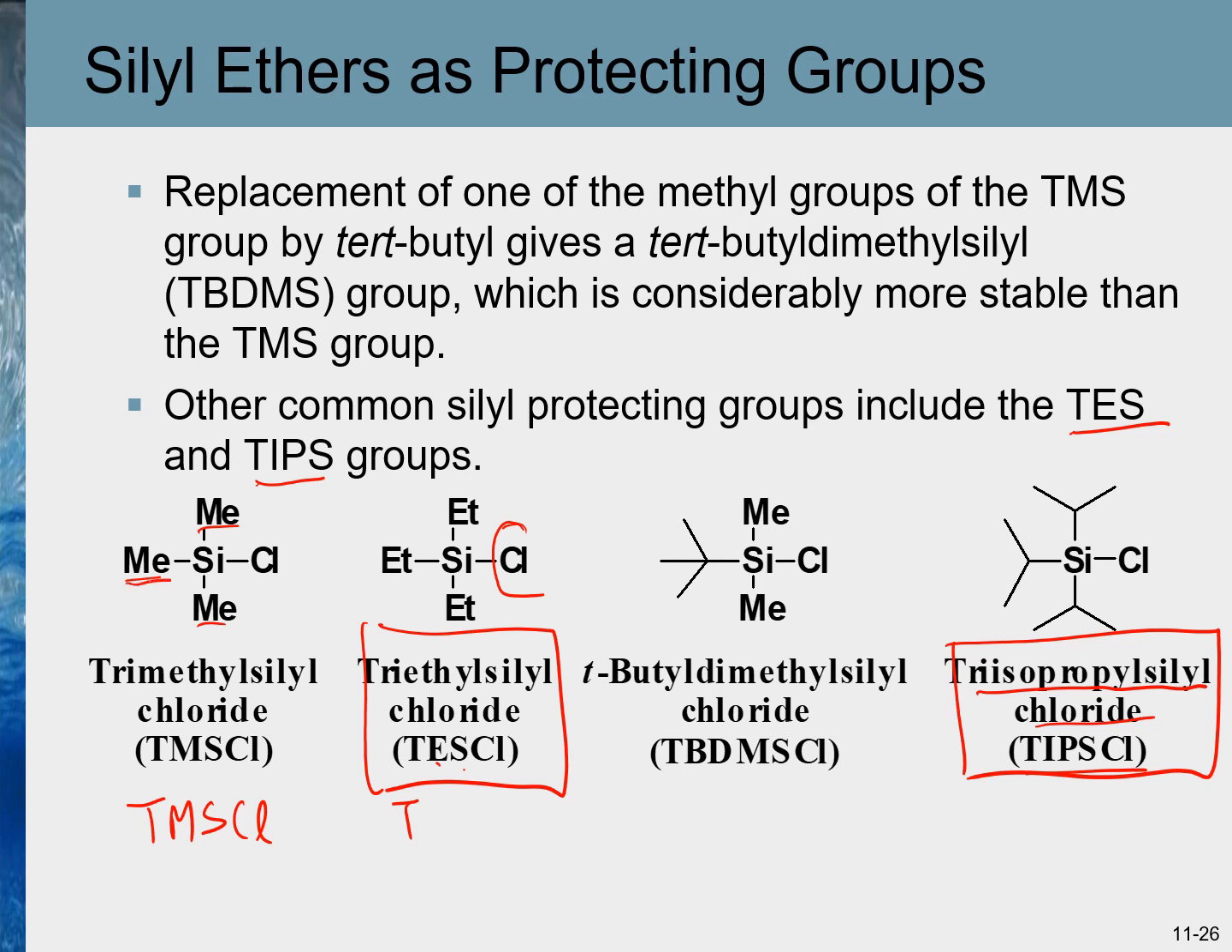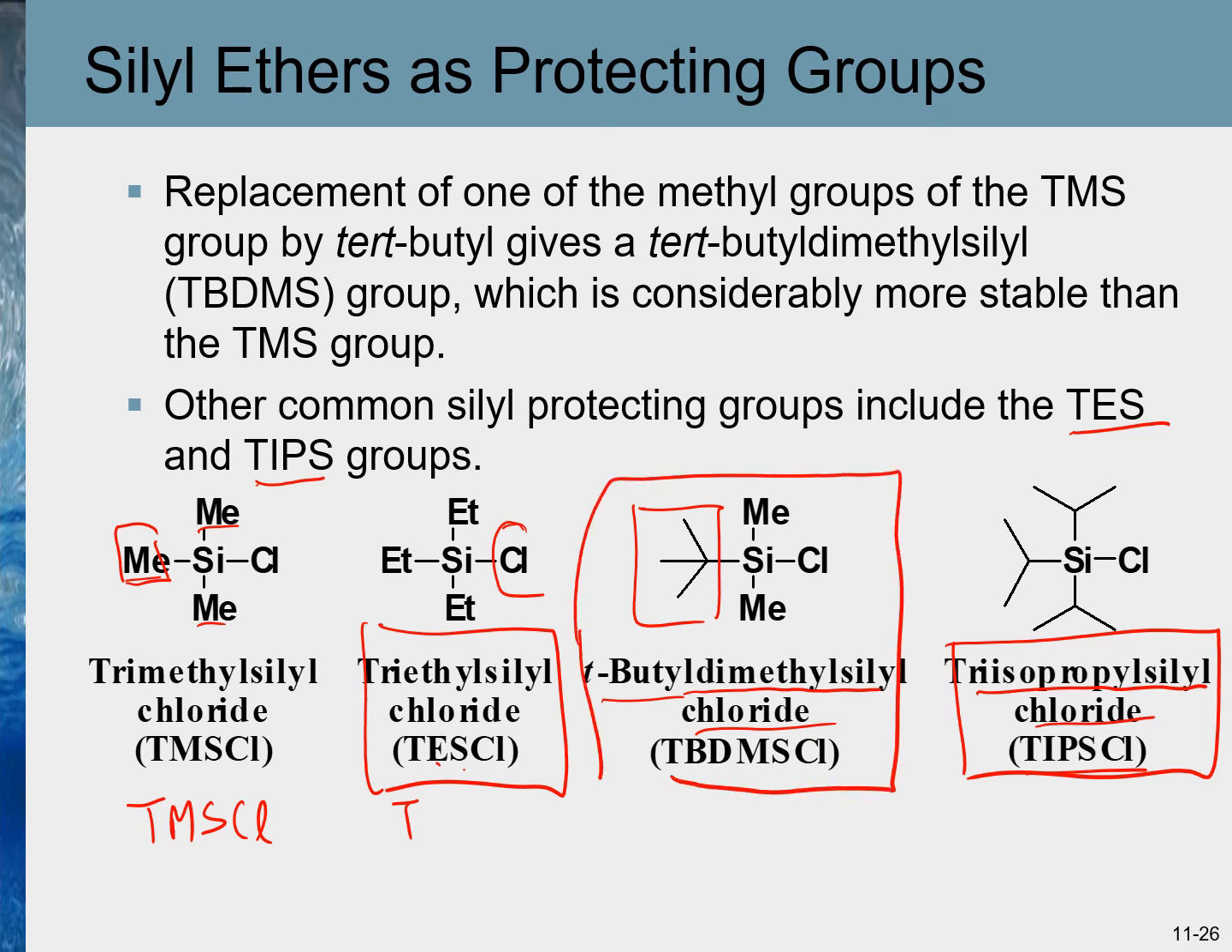If we remove one of the methyl groups and add a tertiary butyl group, and keep the other two methyl groups the same, this results in formation of another protecting group, which is known as tertiary butyldimethylsilyl chloride. This protecting group is much more stable than the trimethylsilyl chloride, and it is frequently used in organic synthesis reactions in which we have to protect the hydroxyl functional group.